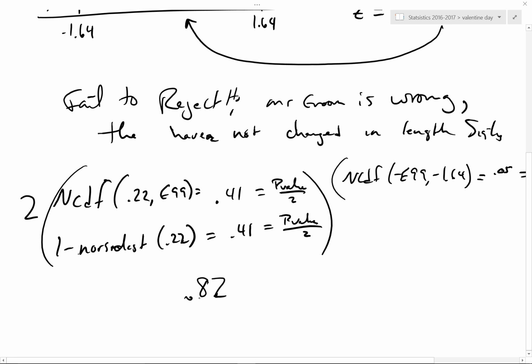So that means my p-value is 0.82. In other words, there's an 82% chance I saw that if H naught is true. That happens literally every day, so I'm going to fail to reject H naught. Again, 0.82 is bigger than 0.1, so because p is bigger than or equal to alpha, my decision is to fail to reject H naught. That's it. Not hard at all.